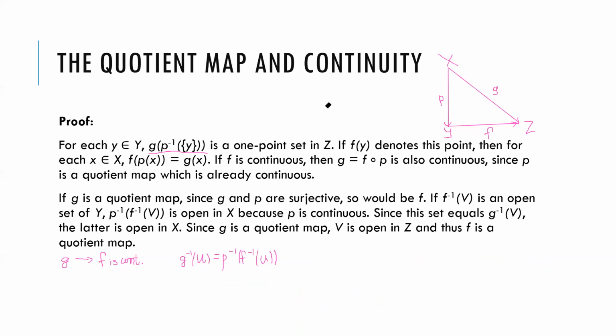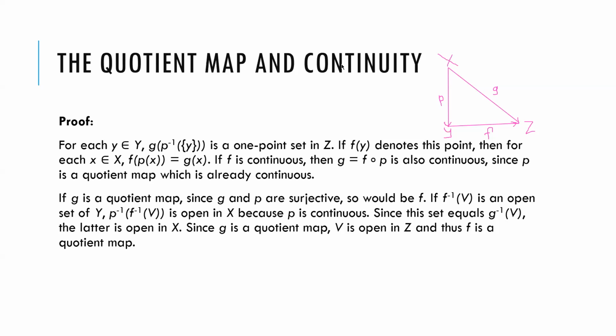Okay, so our second statement in the theorem. I'll first remove these marks. So our second statement in the theorem is that G is a quotient map if and only if F is a quotient map. I have put here the direction where we know that G is a quotient map, and we have to prove that F is a quotient map as well. So if G is a quotient map, since G and P are surjective, F would also be surjective.